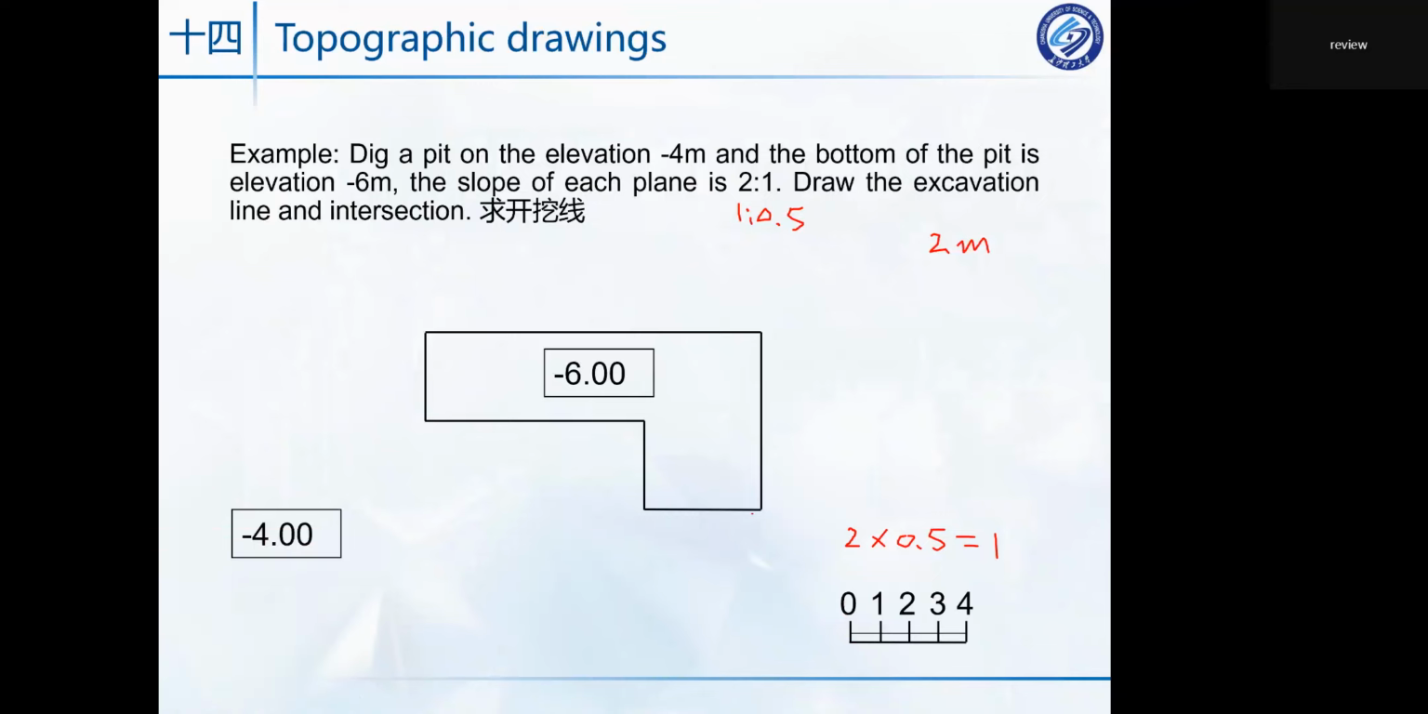So I will draw it quickly. And you can see the horizontal distance of the two contour lines is 1. So this distance is 1, this distance is also 1 meter, this one is also 1 meter, and this one is 1 meter. Because I don't have rulers, I draw it, so it's not very strict.